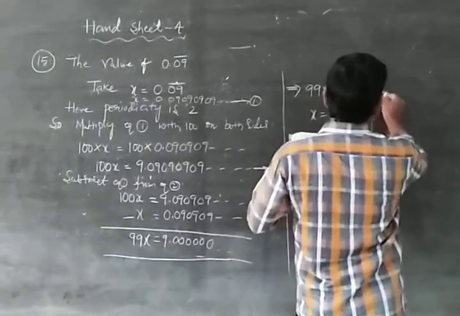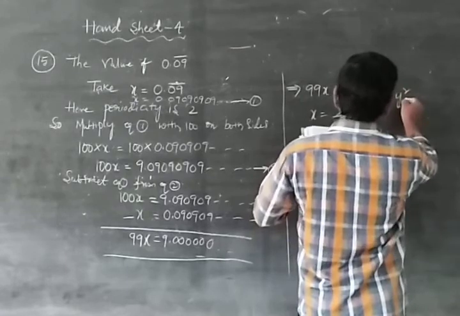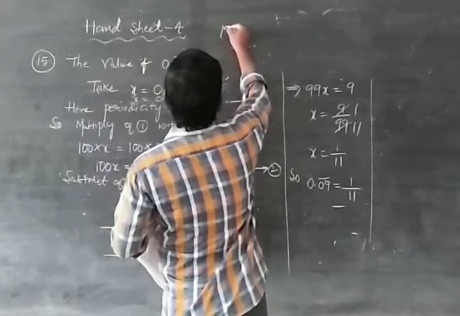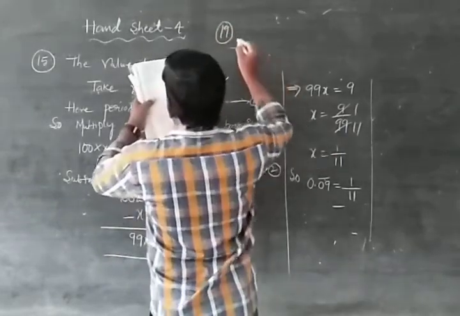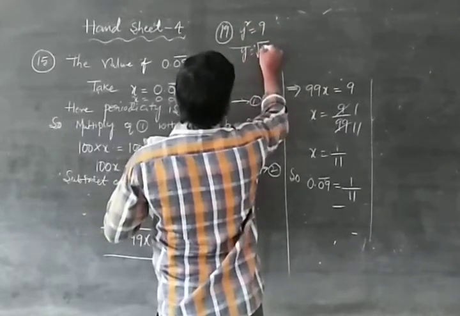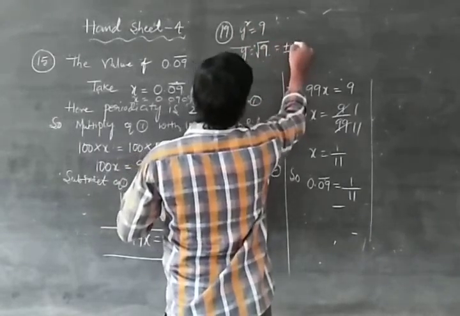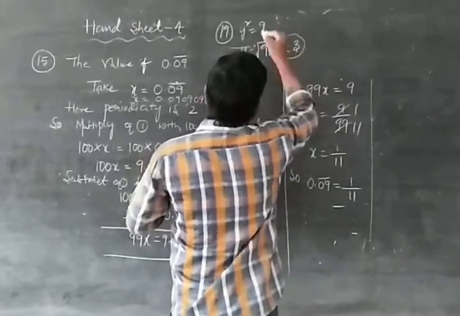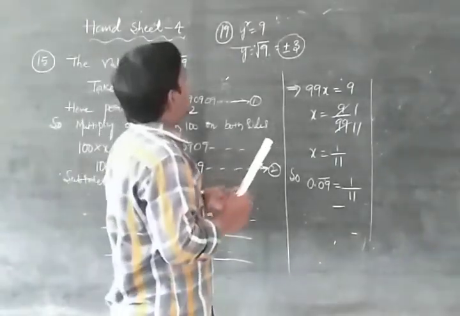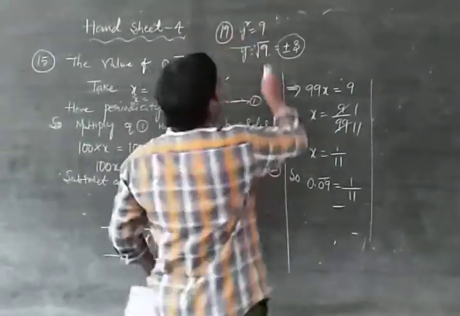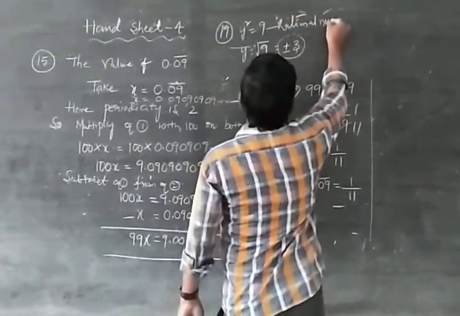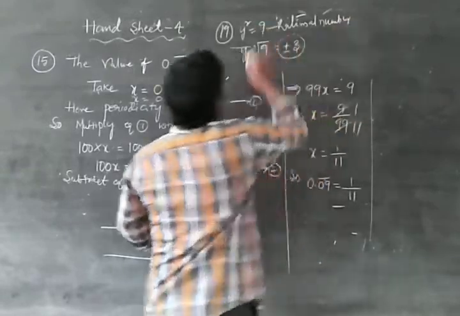19th question. I am writing here. 19th question: y square equals 9. y equals the square root of 9, that means plus or minus 3. So plus or minus 3 is a rational number. y square equal to 9 indicates a rational number.